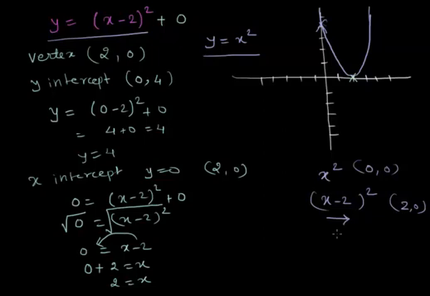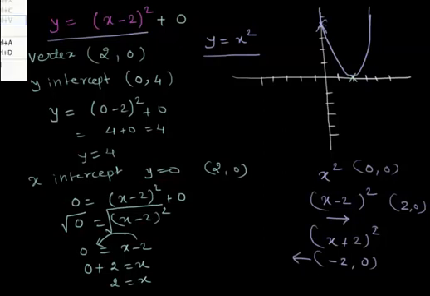So let's see if it happens. What is the case when x plus 2 equals 0? It should prove that the vertex in this case is (minus 2, 0), so the whole graph should shift towards the left side. Let's prove this. Let's take another example: y equals, instead of x minus 2, now (x plus 2) whole square.